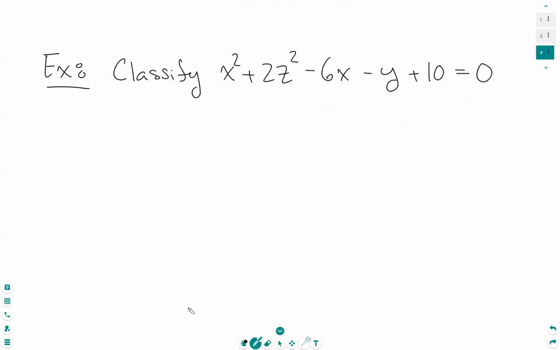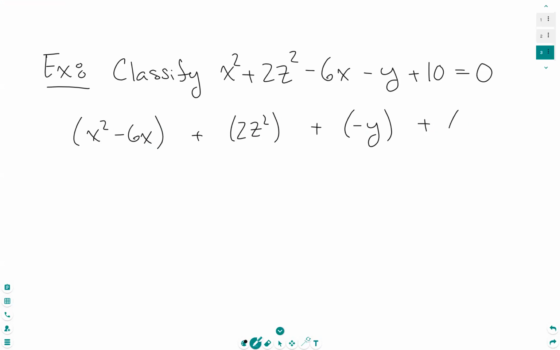So in order to do so, let's do some completing the square. The first thing I'm going to do is group all of my x, y, and z terms separately. So I have x squared minus 6x. I also have 2z squared. I also have this negative y. And then I'm going to group my constant term by itself as well. So I have 10 is equal to 0. Okay, so for these x terms in general, I want an x squared minus 6x. And to complete the square, I need a 9 here. So let's keep that 9 in mind for later. And then for my z terms, well, I actually don't even need to complete the square. I just have a z squared here.